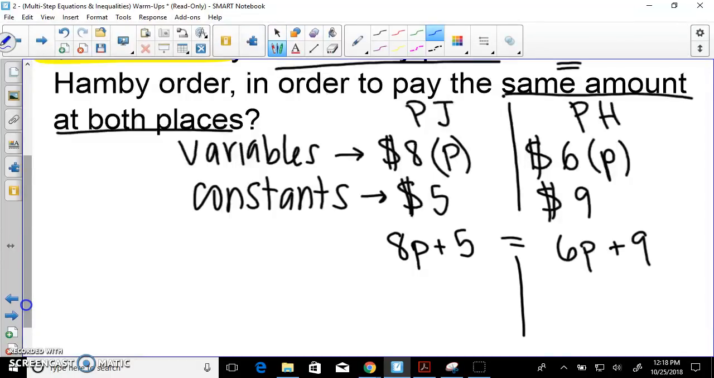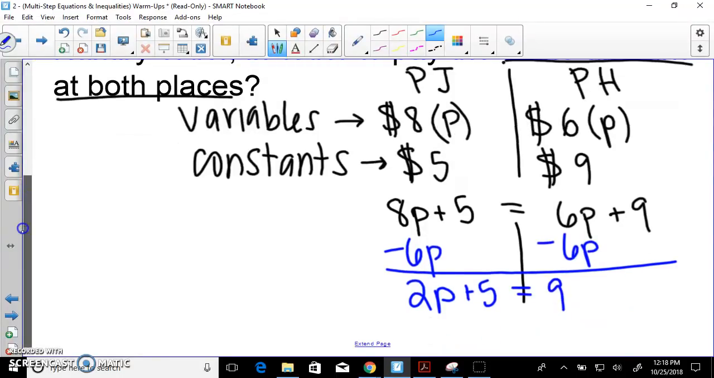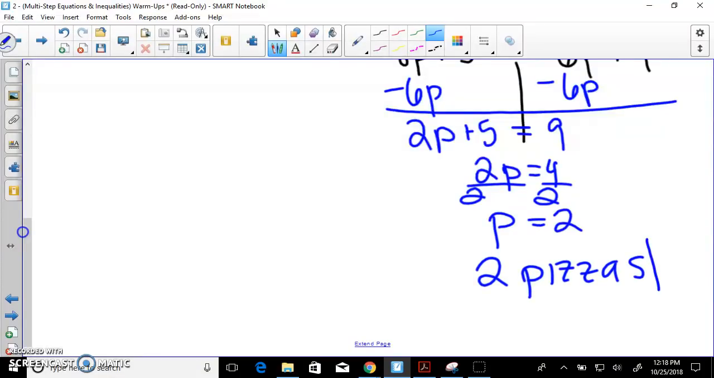So we can subtract 6p, subtract 6p, 2p plus 5 is equal to 9. So 2p is equal to 4. P is equal to 2 because we divided both by 2. So our answer is not p equals 2, it's 2 pizzas. If she orders 2 pizzas from either place, it'll be the same amount of money.